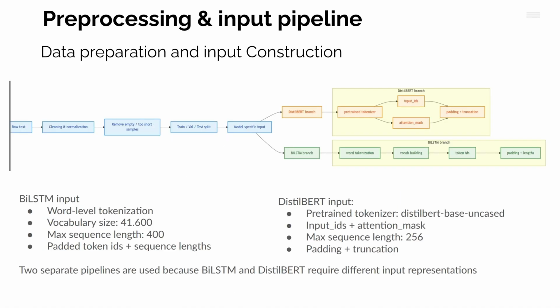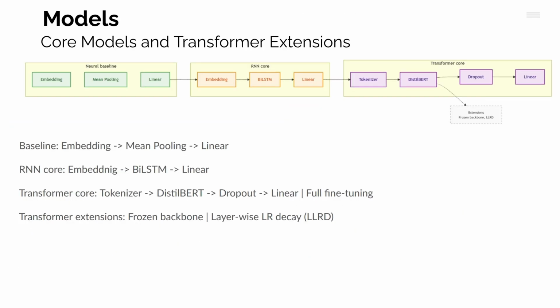So the next one is the preprocessing and input pipeline. Our preprocessing starts with cleaning and normalization, then removing empty or too short samples, and finally splitting into train, validation, and test sets. After that, we build 2 different input pipelines. For BiLSTM, we use word-level tokenization, a vocabulary of about 41,600 words, and padded token IDs with a fixed sequence length. For DistilBERT, we use the DistilBERT tokenizer and produce input IDs and an attention mask with a maximum length of 256. For the models, our main comparison is still BiLSTM versus DistilBERT.